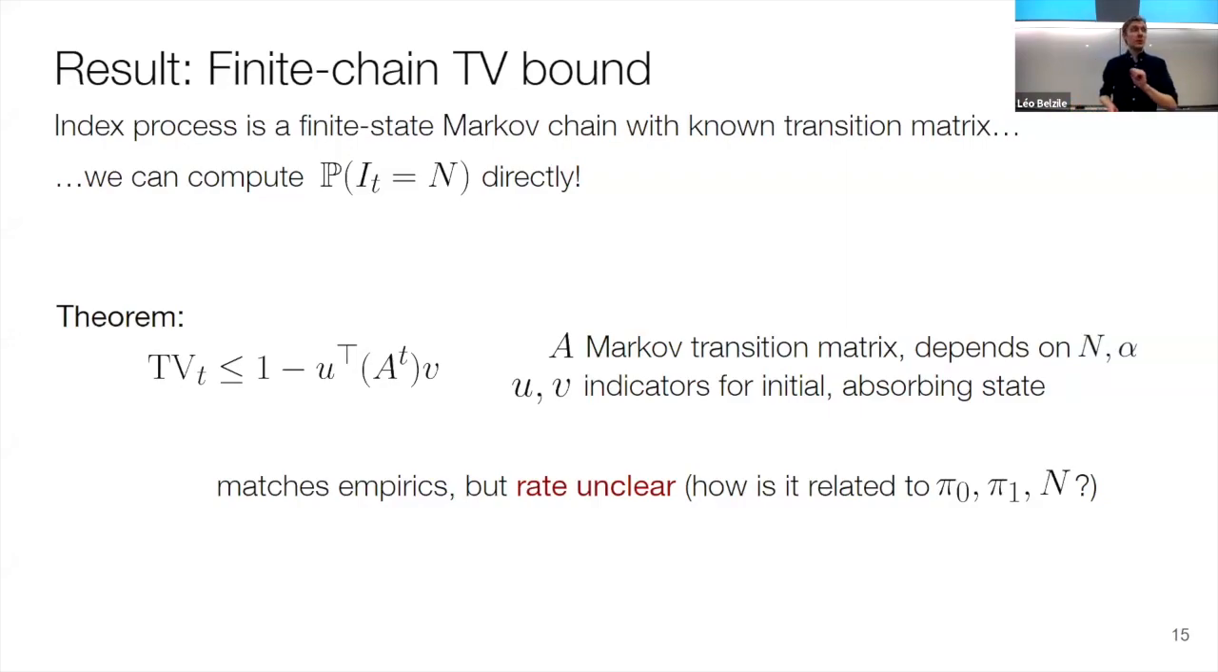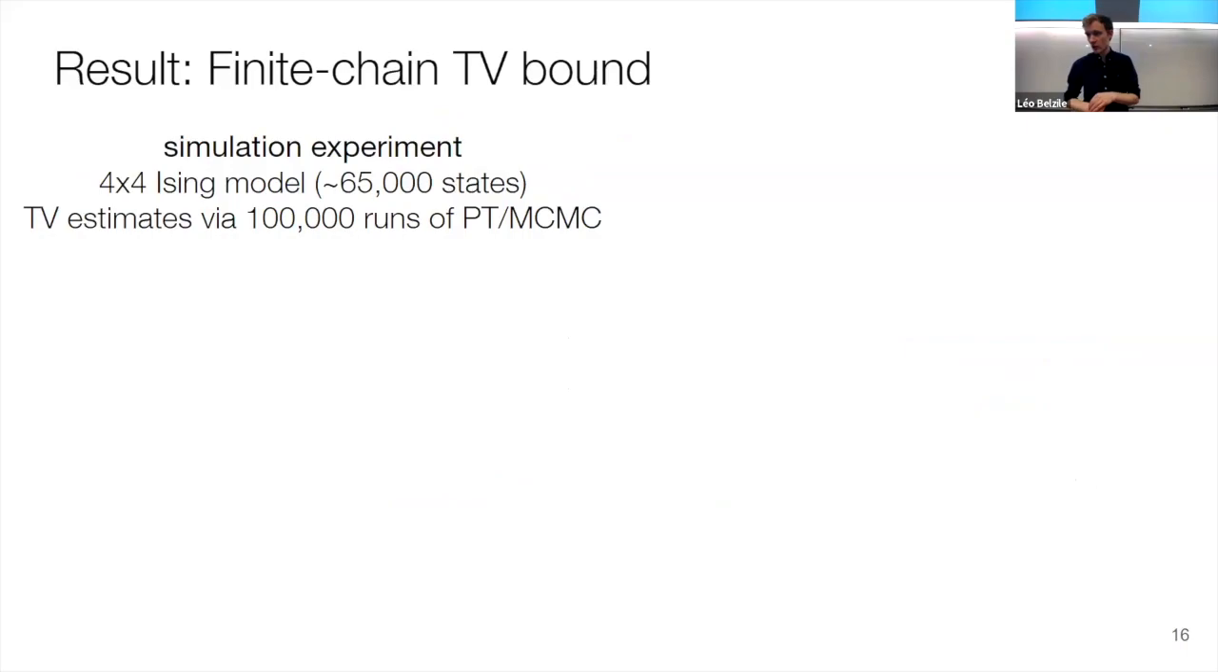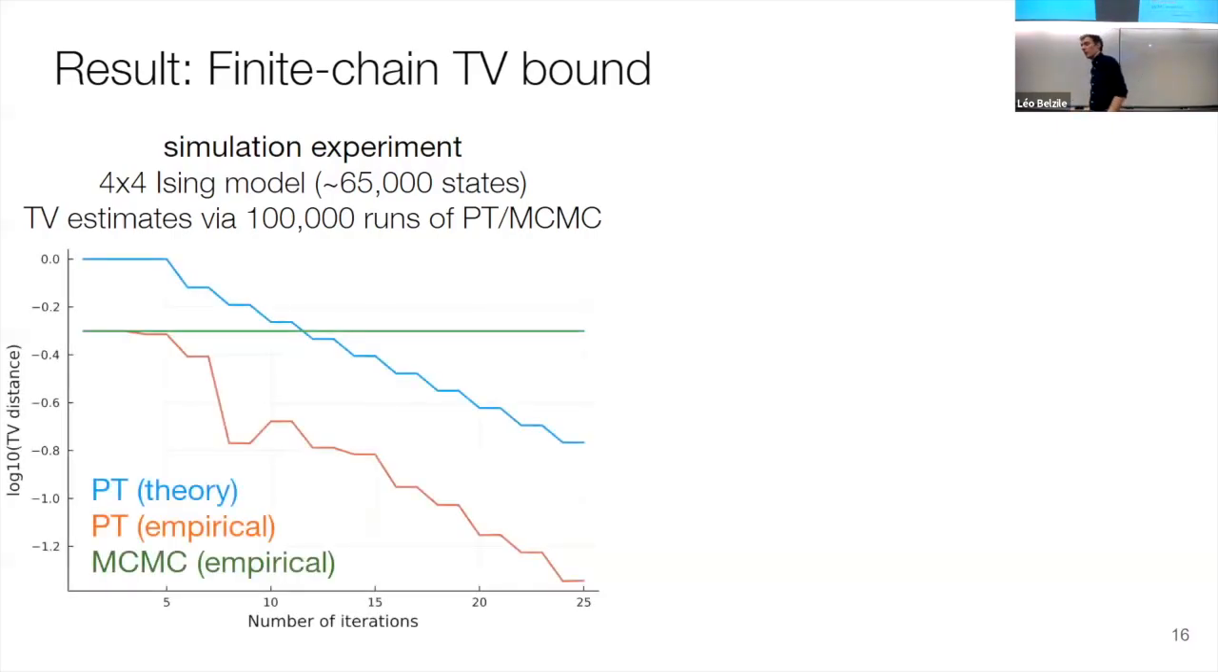But this result does match our empirical results quite well. For example, I did a little simulation experiment, or rather I didn't, Nikola did, shouldn't take credit for Nikola's hard work. A 4x4 Ising model, so that's got 65,000 discrete states. To estimate the total variation in this example, we were using a Gibbs sampler, a typical Gibbs kernel. We had to do 100,000 runs of parallel tempering and MCMC as comparison. So we start from scratch, we run up until iteration t, we record the state, and that gives us a sense for what the actual distribution at time t is. And then we compared that to our theoretical results.